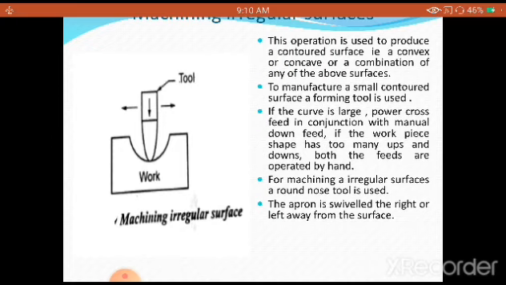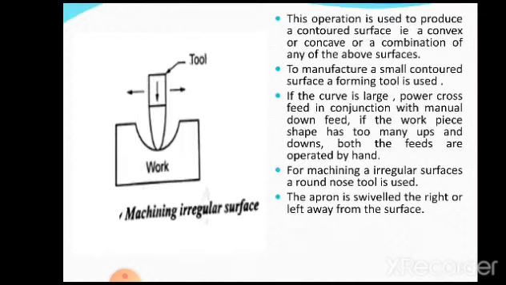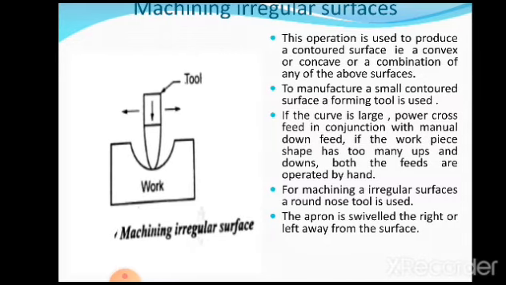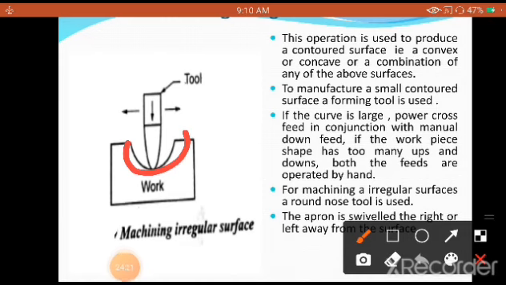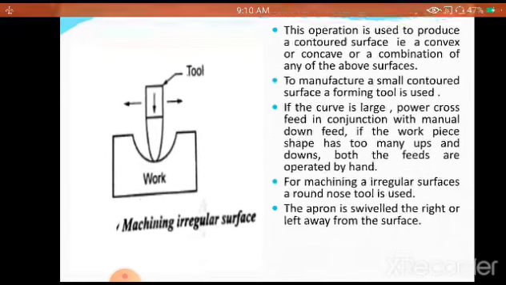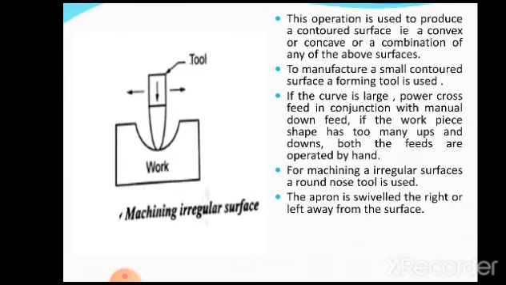This operation is used to produce a contoured surface that is convex, or concave, or a combination of any of the surfaces. Now you are going to see here the concave surface which is being cut, because the workpiece is like this and this is the amount of material that is being removed here with the help of a shaping operation. To manufacture a small contoured surface, a forming tool is used. A forming tool we have to select, and only that we have to use.